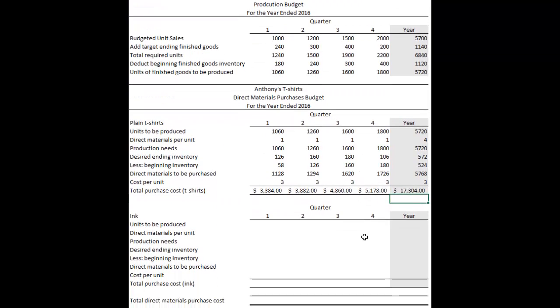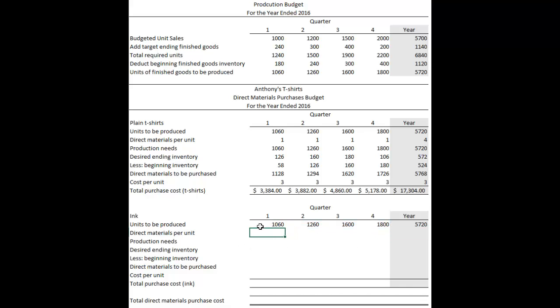Okay, we're going to follow that same exact logic for the ink because we add a logo to each of the t-shirts that we sell. So again, we're going to start with this production number, which came from the production budget. So no different so far from the t-shirt. And this is going to be different.